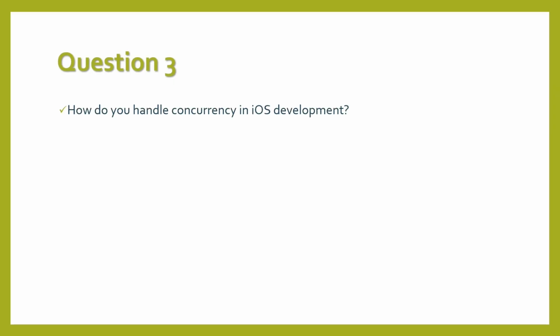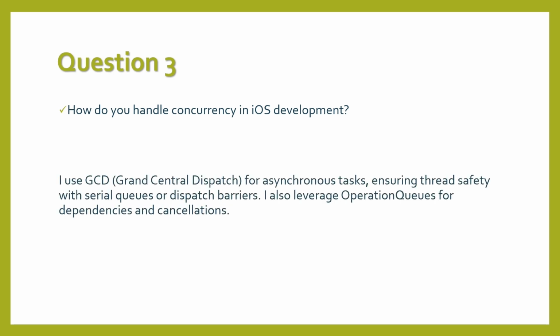How do you handle concurrency in iOS development? I use GCD, Grand Central Dispatch, for asynchronous tasks, ensuring thread safety with serial queues or dispatch barriers. I also leverage operation queues for dependencies and cancellations.